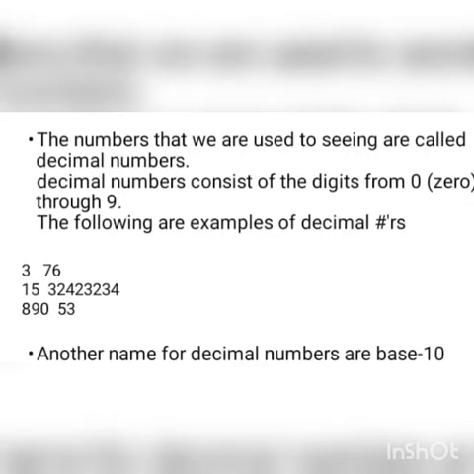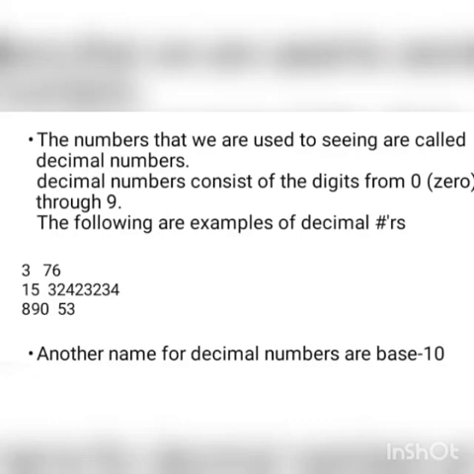Now we will see about the decimal number. What is a decimal number? How many digits are included in a decimal number? Basically, in a decimal number, the total digits included are 10, the digits from 0 to 9. The digit 10 is not included in a decimal number. Keep in mind, otherwise your answer will be wrong.